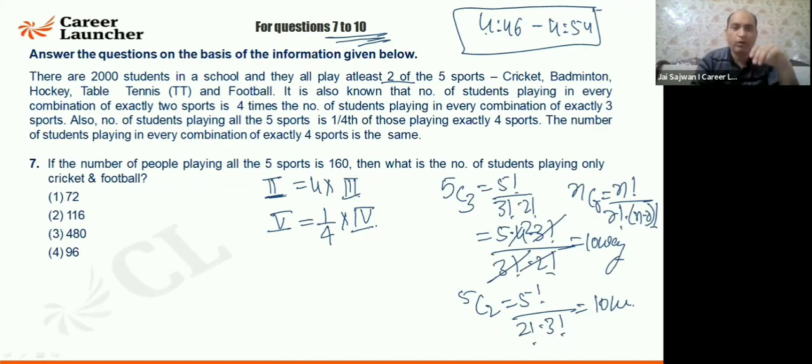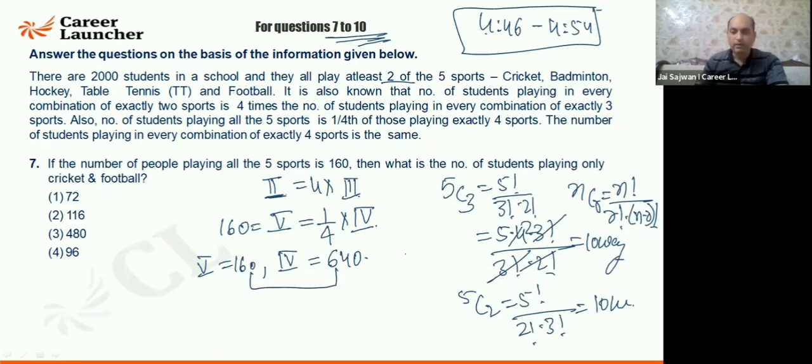If the number of people playing all the 5 sports is 160, so I will say 1/4, the people who are playing 4 games will be 640. I believe it is clear. So if 5 is equal to 160, 4 will be equal to 640. What is the sum of them? It is 800. So can I say the people who play 2 games and 3 games, their summation must be 1200? I know second is 4 times of this.